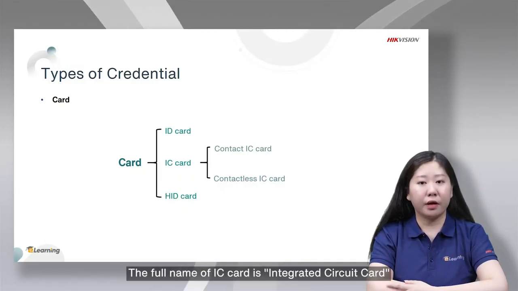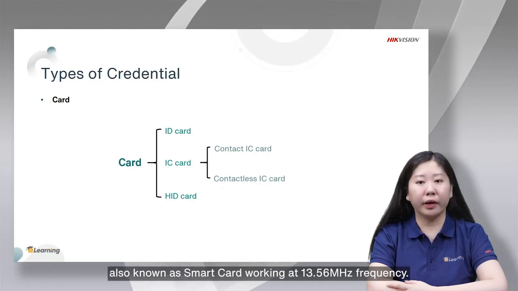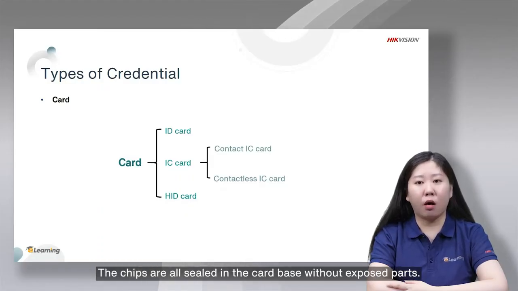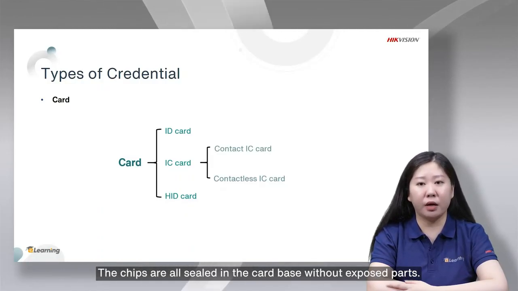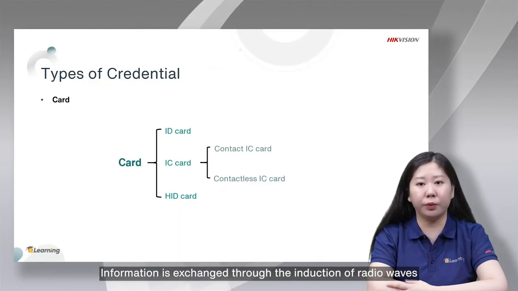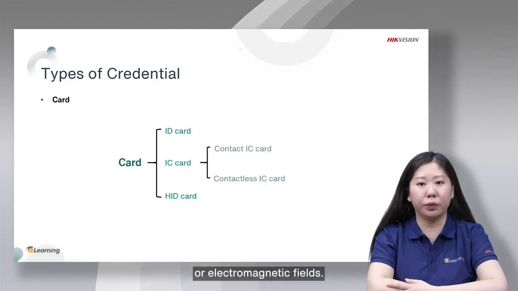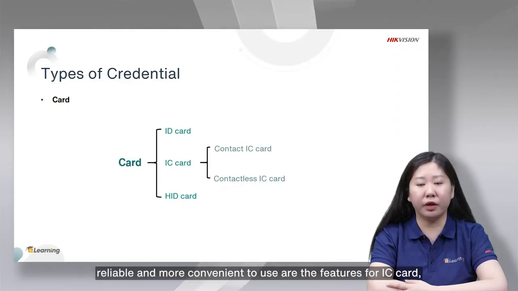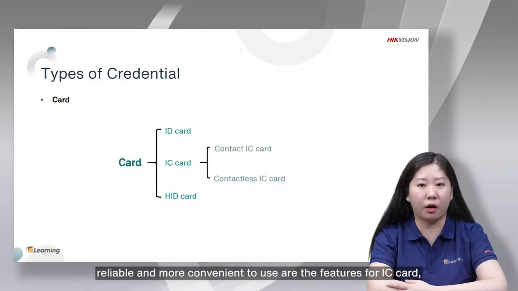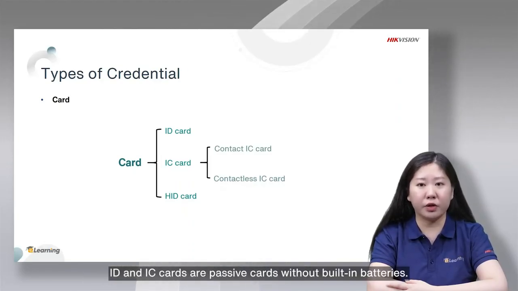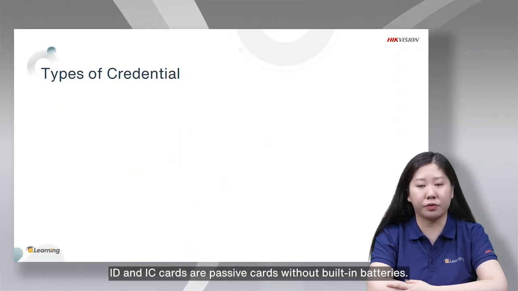The full name of IC card is Integrated Circuit Card, also known as Smart Card, working at 13.56 MHz frequency. The chips are all sealed in the card base without exposed parts. Information is exchanged through the induction of radio waves of electromagnetic fields. Large capacity, encryption, data record, reliability and more convenient use are the features of IC cards, including the MIFARE card series. Generally, ID and IC cards are passive cards without built-in batteries.